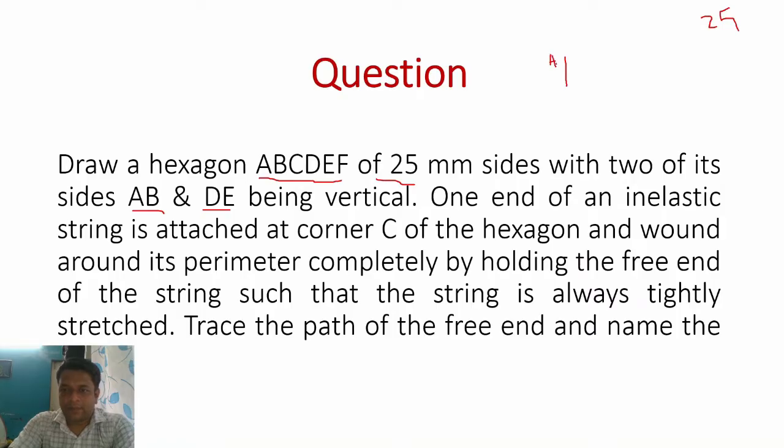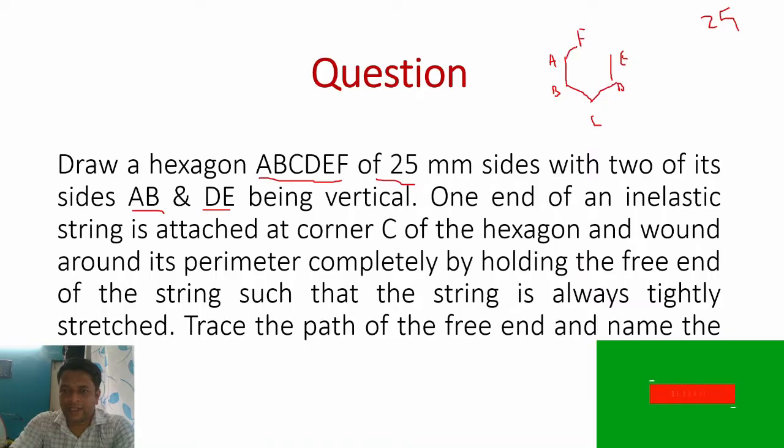So one side is A, B, and the second side is D, E. So these two sides are vertical. The remaining points are C and F. So your hexagon will look like this in this position. The orientation of the hexagon they have clearly mentioned. If they had not mentioned it, you could draw any type of hexagon.